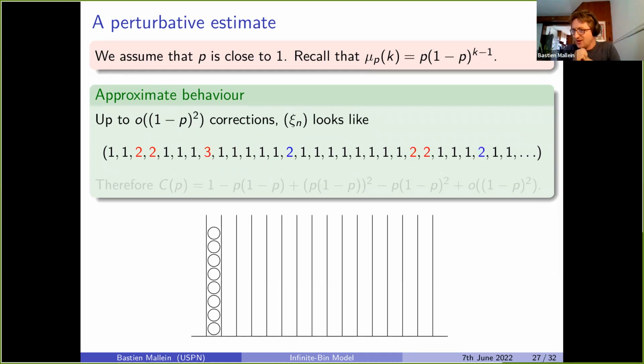And I can continue and try to see, well, what are the (1-p)^2 corrections to my system? So what happens with a probability of order (1-p)^2? Well, what happens is that you start to see features which are two 2s in a row at some rare times, and you start to see 3s in your sequence, right?